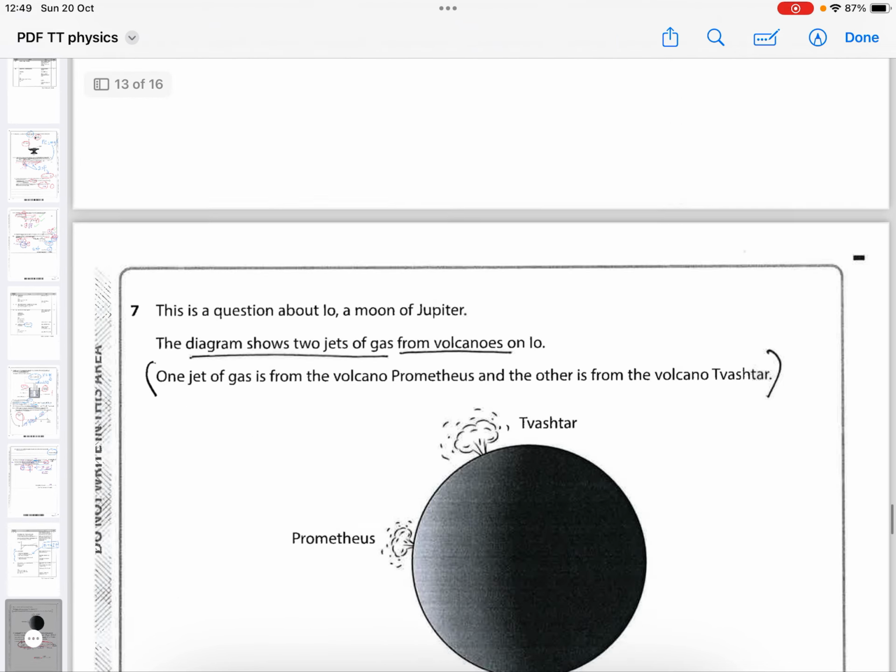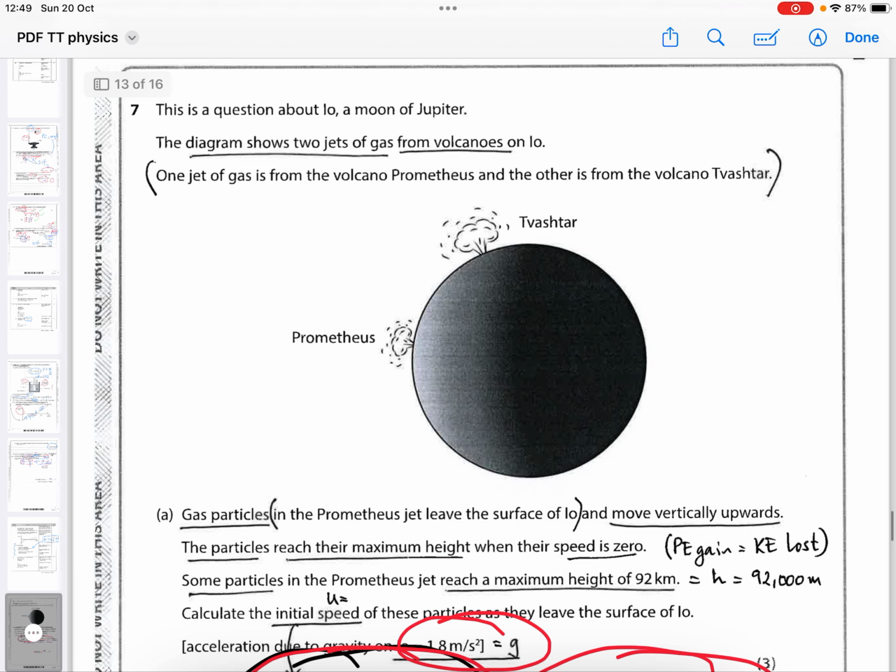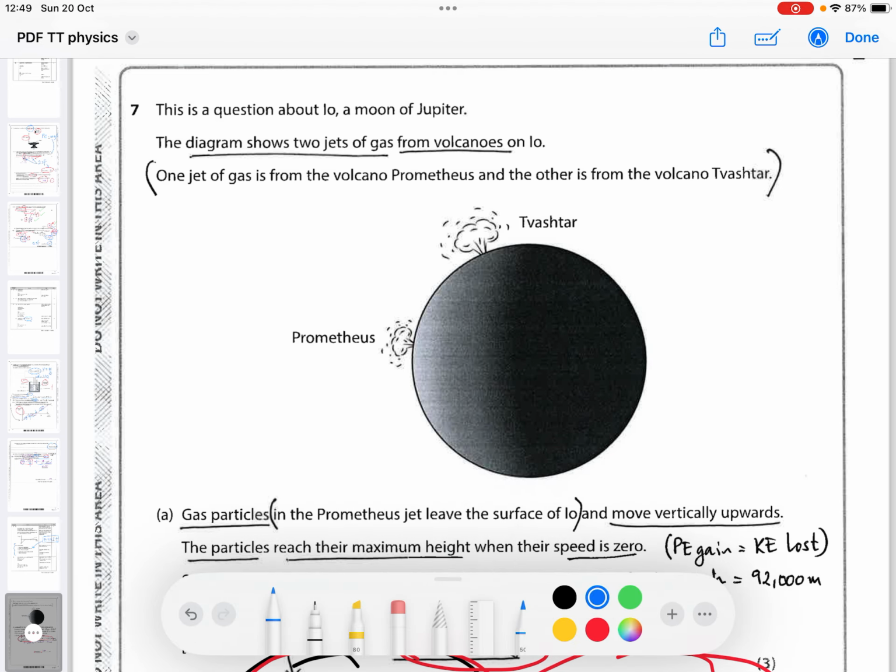And then finally, a question which could also come in paper 1. It says there, this is a question about Io, which is a moon of Jupiter. The diagram shows 2 jets of gas from volcanoes. There's a smaller volcano and a bigger volcano. So why does the one have a bigger eruption?